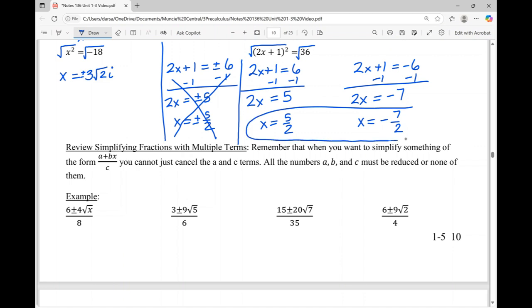So when you are using the square root method and you end up square rooting both sides, and the other side is an integer, 6, 5, 12, 22, whatever it is, if it's an integer, you have to write it as two separate equations and solve each one individually, because doing it with a plus or minus isn't going to work.